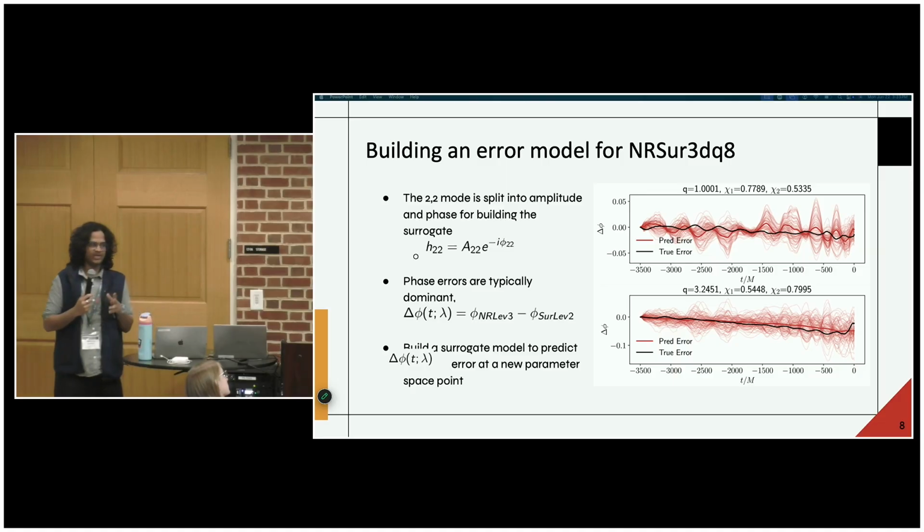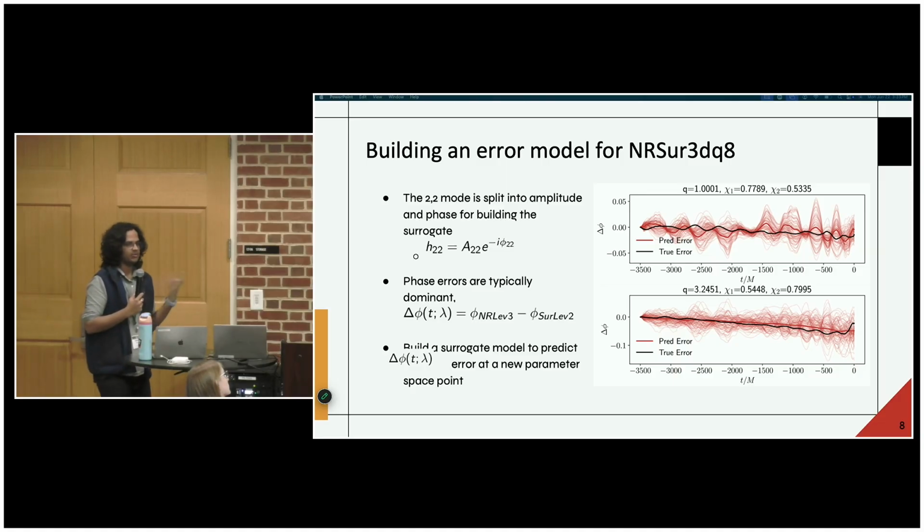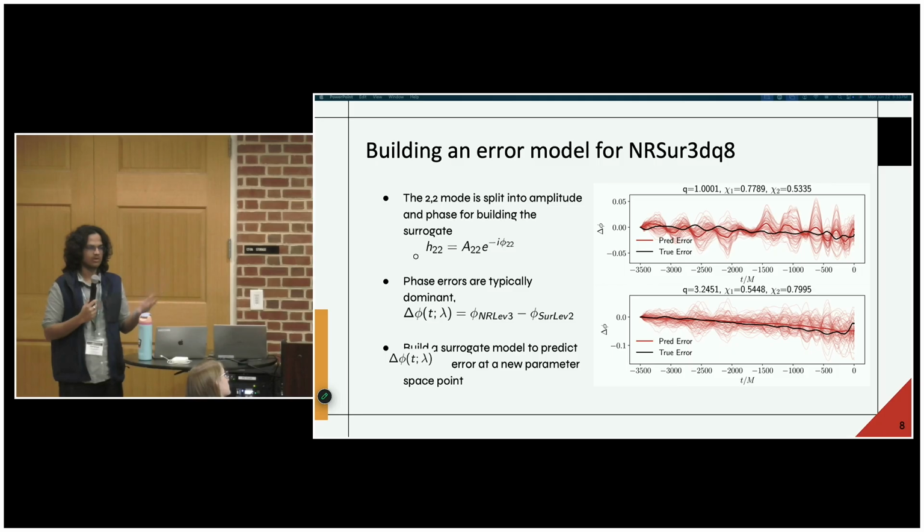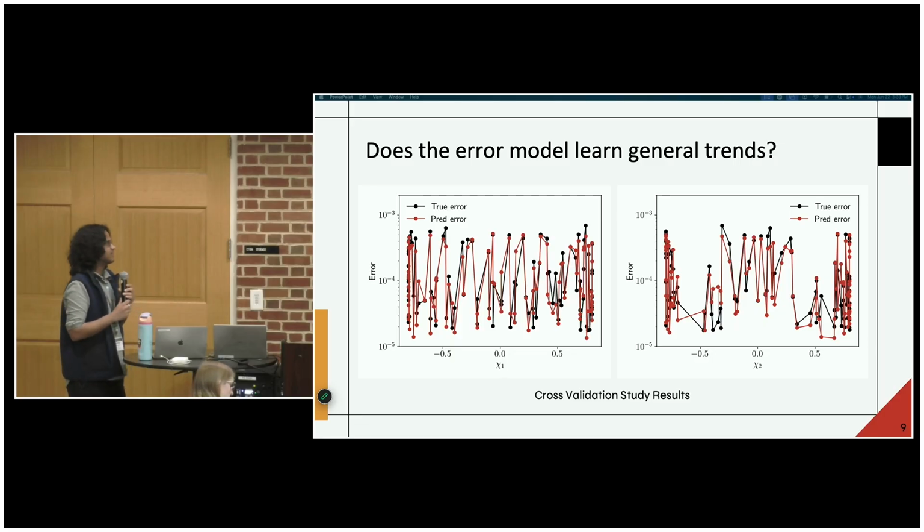And now that we have a free variable error model, we can then use that to fold it into PE by marginalizing over those errors. Finally, I have some plots of what the error model actually does. This is a plot of the error versus the two spins of the black holes. And as you can see, there is not much structure to either of the errors, but the important part is that the reds track the blacks roughly.